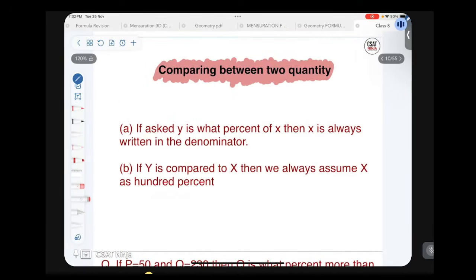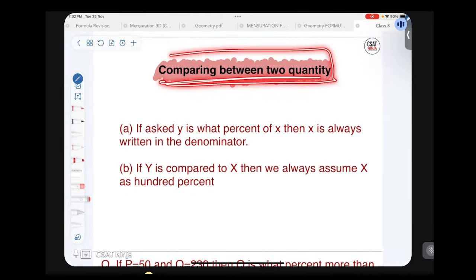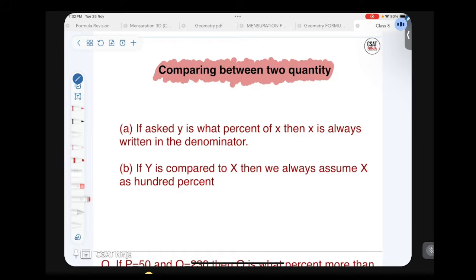Next is comparing two quantities. When we compare two quantities, this is the most important thing. This one, comparing two quantities, is very important for DI, data interpretation. Your other teacher will be discussing questions based on data interpretation.